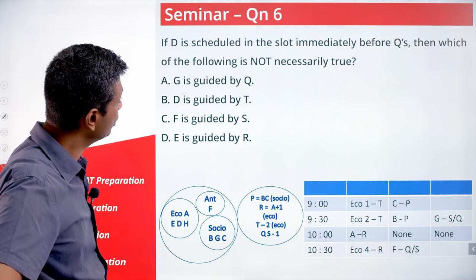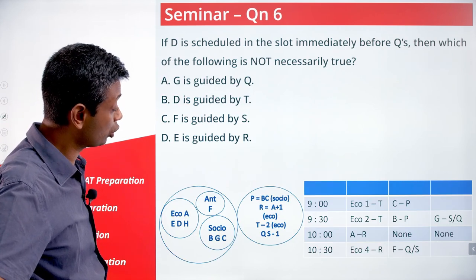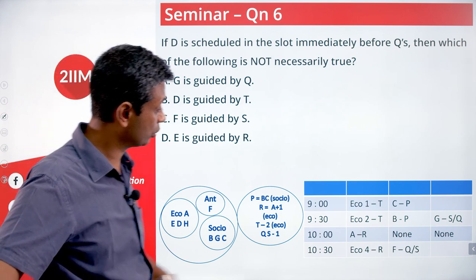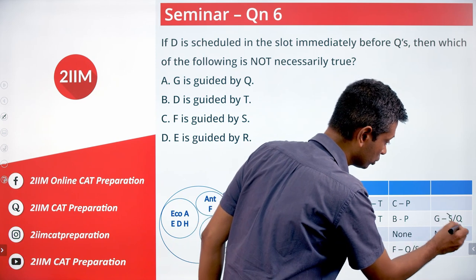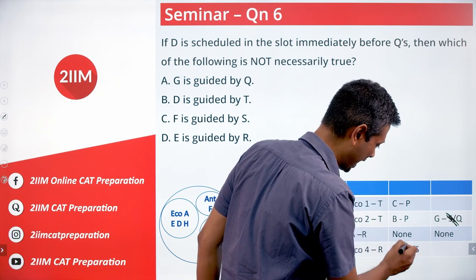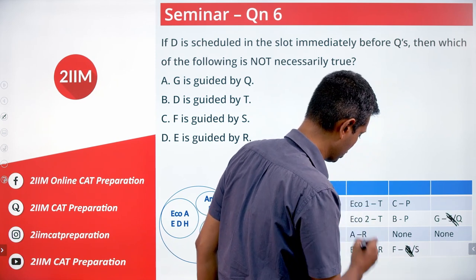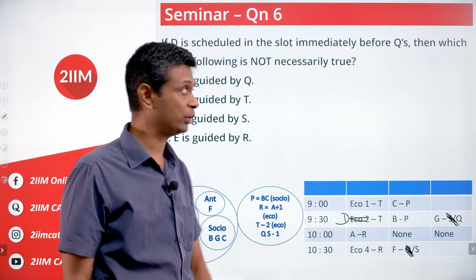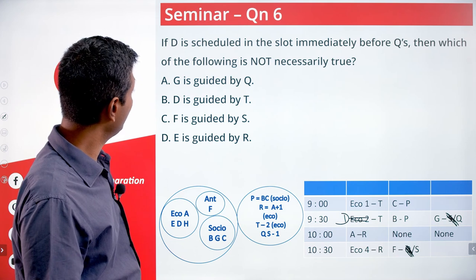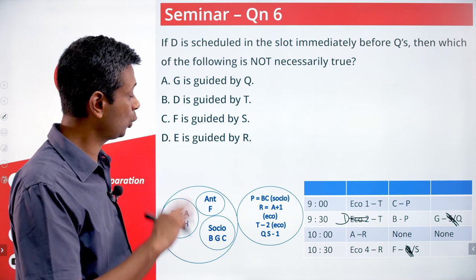If D is scheduled in the slot immediately before Q's, this could not be Q because this can't be D. That means this should be Q. So G is guided by Q, F is guided by S. This student is D. D is guided by T. That much we know. Which of the following is not necessarily true?